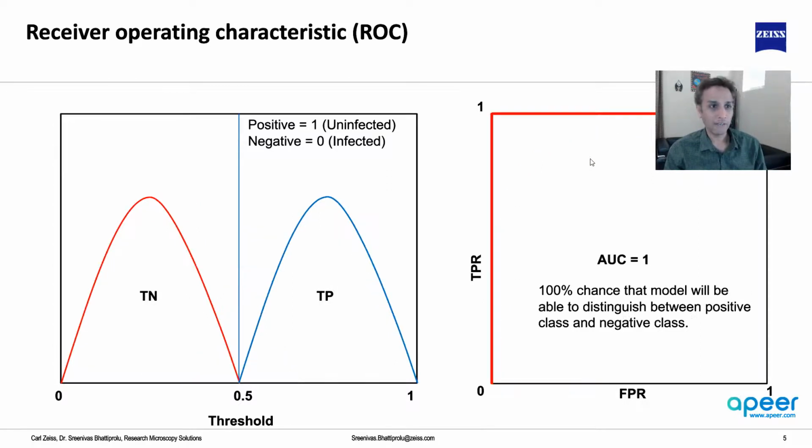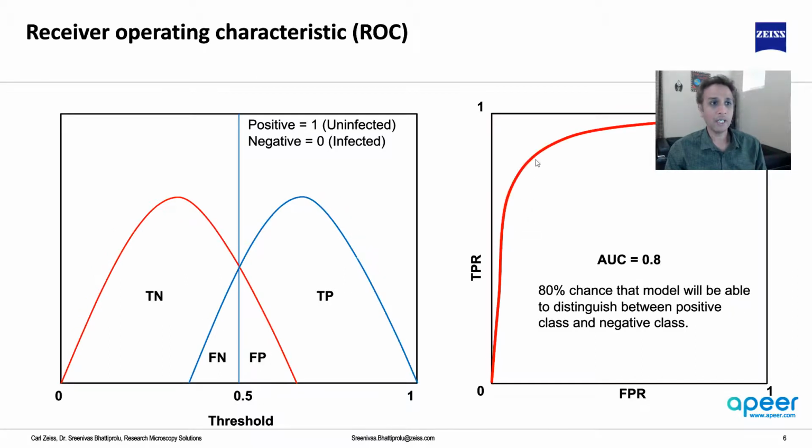And by the way, one thing I forgot to mention, if you look at the area underneath this curve, what is the area? X goes from 0 to 1, Y goes from 0 to 1, representing 100%. So the area of this square is 1. If your area underneath the curve is equal to 1, that means you have an excellent model. There is a 100% chance that the model will be able to distinguish these two classes.